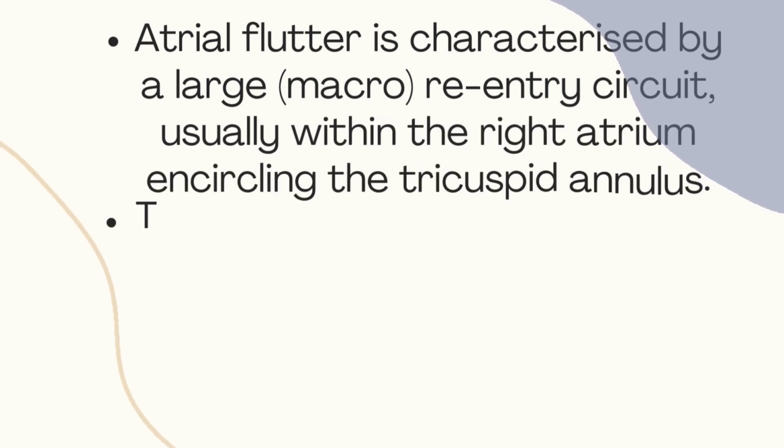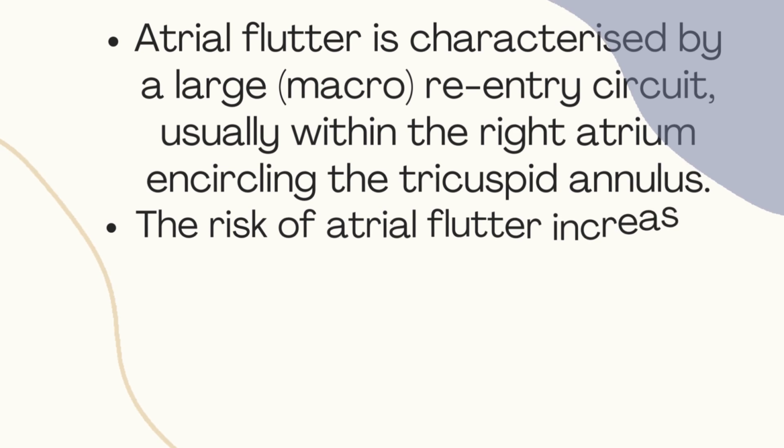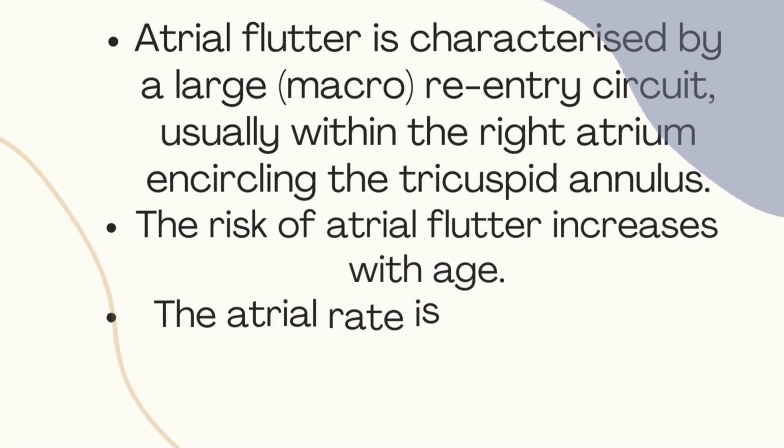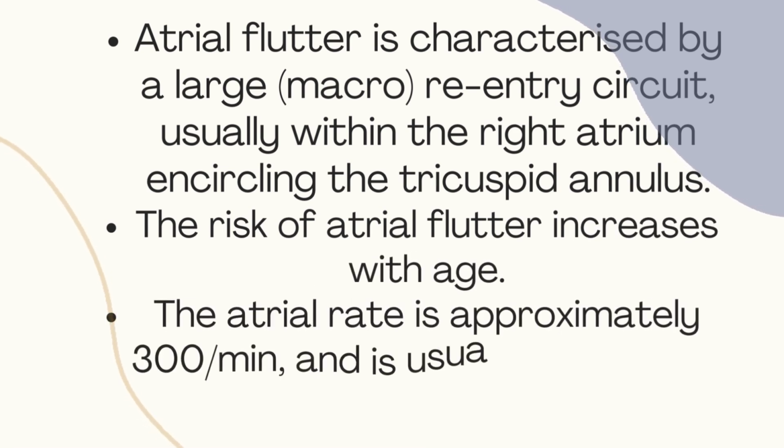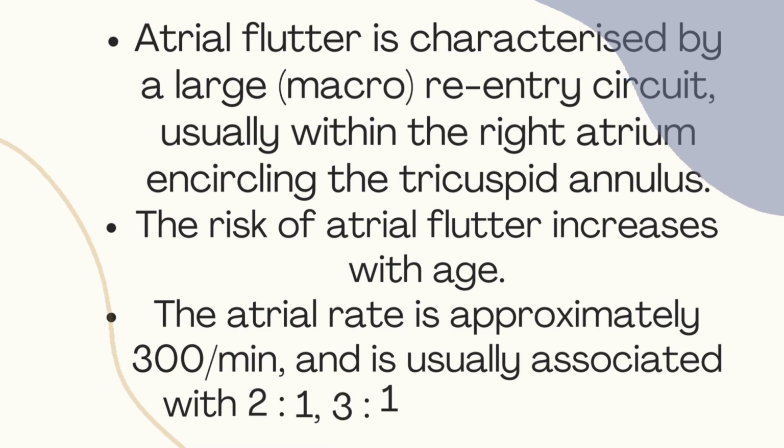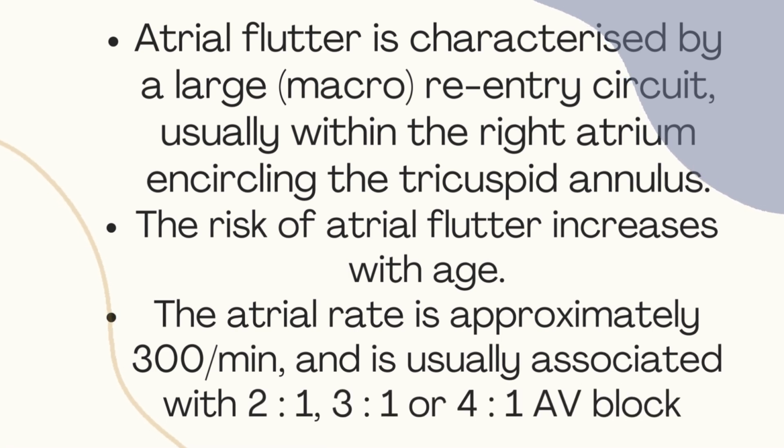The risk of atrial flutter increases with age. The atrial rate is approximately 300 beats per minute, and is usually associated with 2:1, 3:1, or 4:1 AV block.